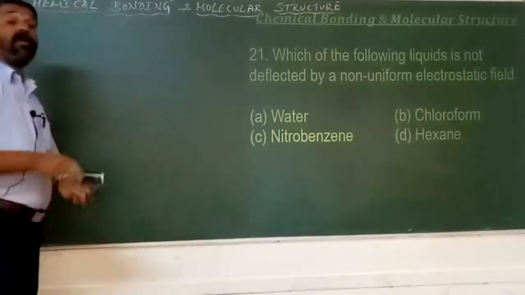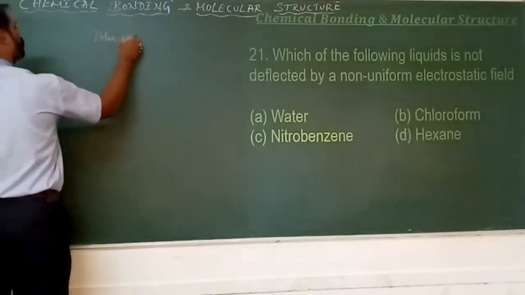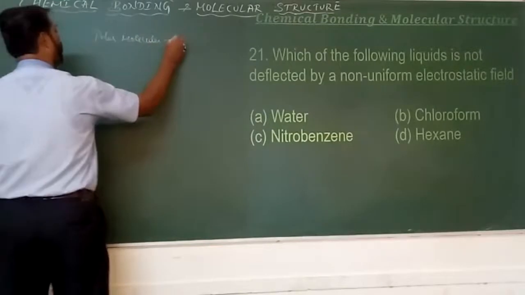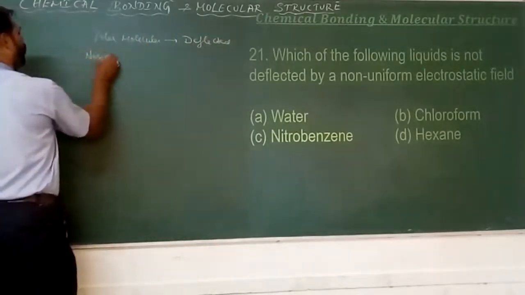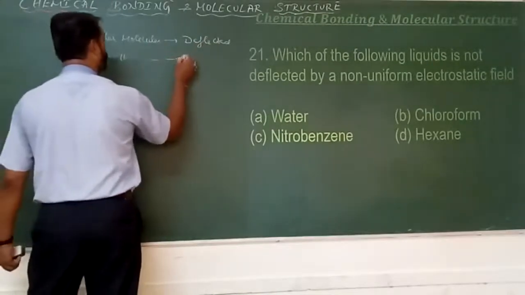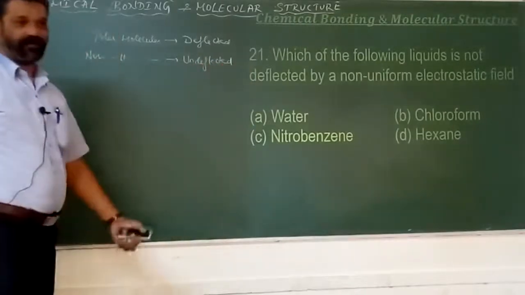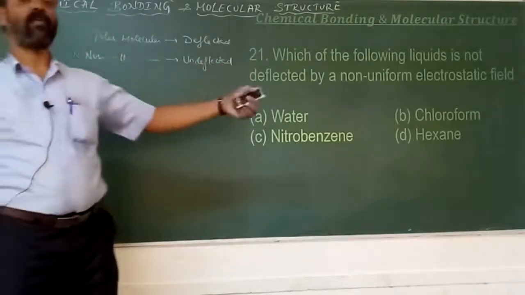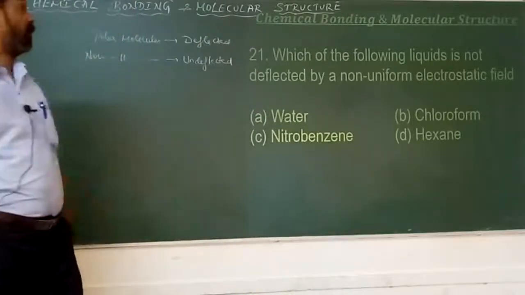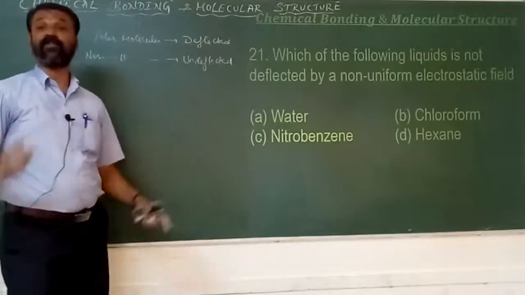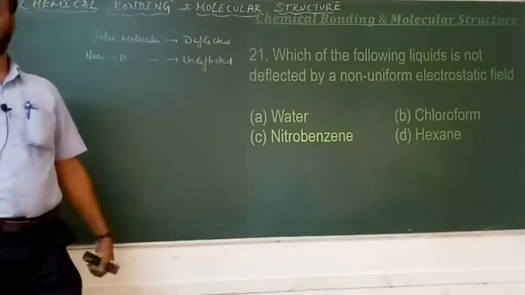It depends on polarity. The polar molecules get deflected, but the non-polar molecules remain undeflected. If it has polarity, it has two poles. Therefore, if I put the molecule in a uniform electrostatic field, it will start to get deflected. Suppose the molecule is non-polar, what happens? Even by putting the charge on it, it doesn't have any deflection.